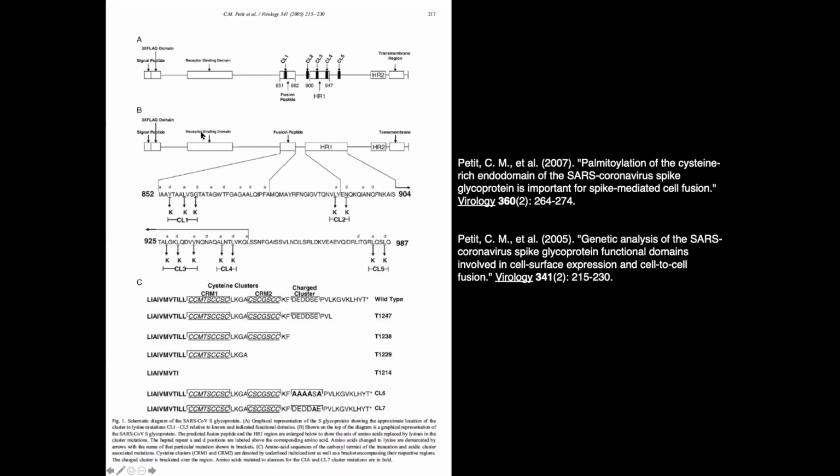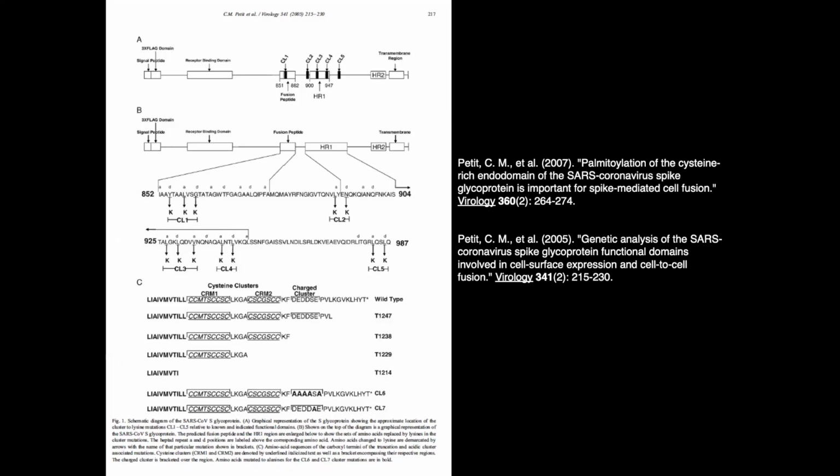So in the early 2000s, in 2005 and 2007, Chad Petit, the graduate student in my lab, worked extensively on understanding the structure and function of the spike glycoprotein. And these are the two papers that we published in '05 and '07. And we showed that through site-directed mutagenesis that the fusion peptide, the heptad repeat region, is extremely important for the fusogenicity of the virus in transient transfection experiments.